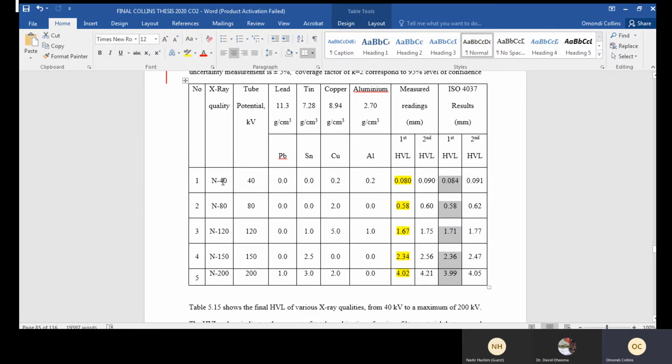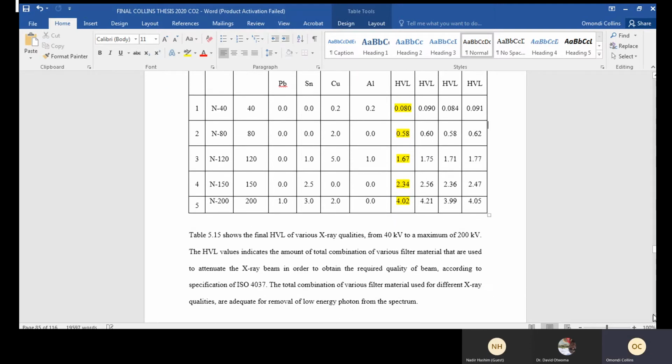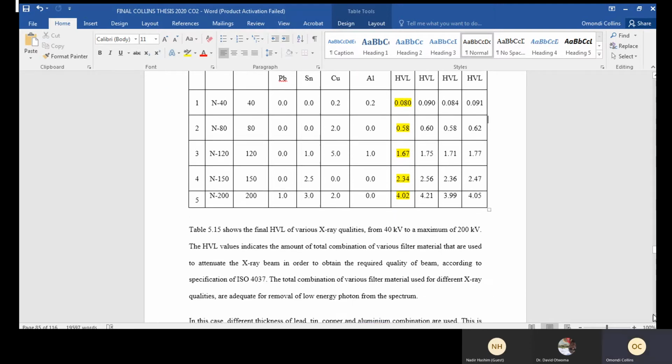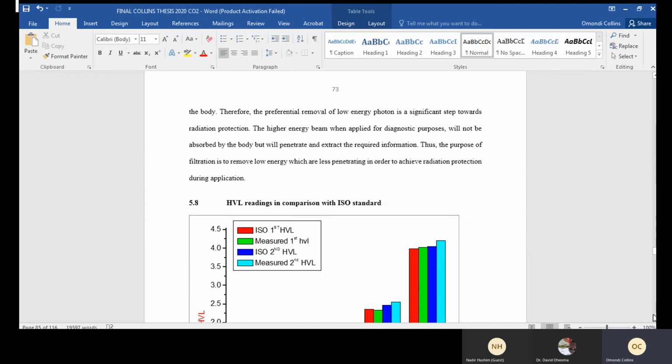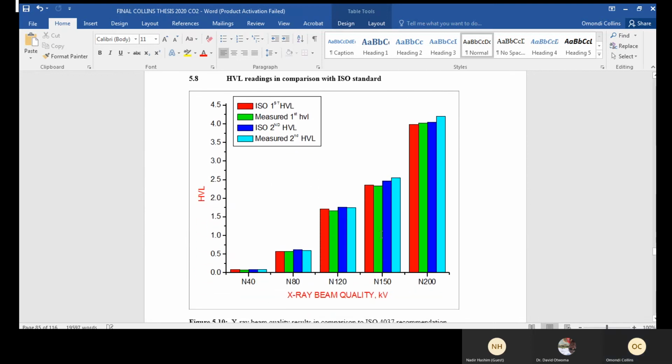range from 40 to 200. Then I do comparison with the one that is specified by the ISO 4037 for the entire range. Then this is a discussion. Then there's a graphical representation of the same.